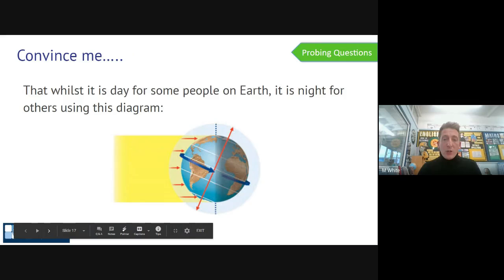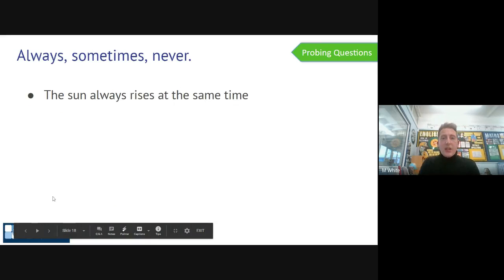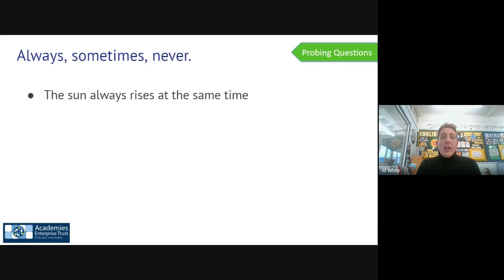So again, if you want to use diagrams, if you want to add that diagram to what you've created already, then by all means, that would be great. Once you finish that, there is another thinking task, and it is an always, sometimes, never. So you're sort of picking the odd one out here and saying, is it always, is it sometimes, or is it never? The sun always rises at the same time.